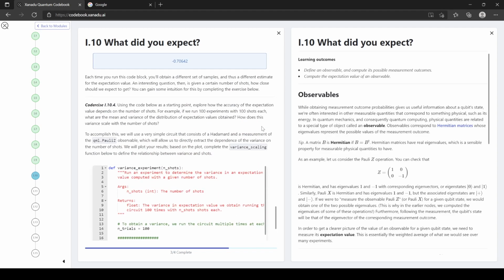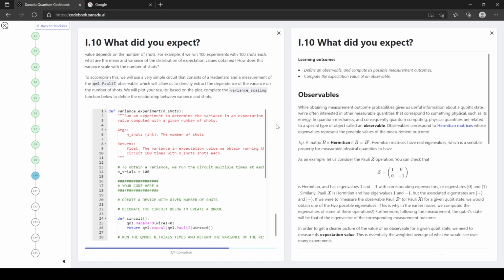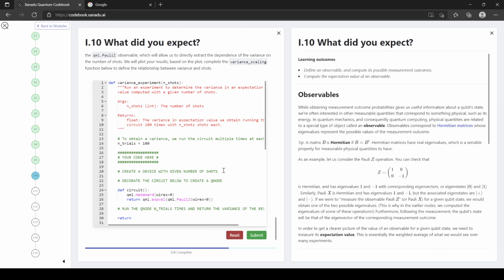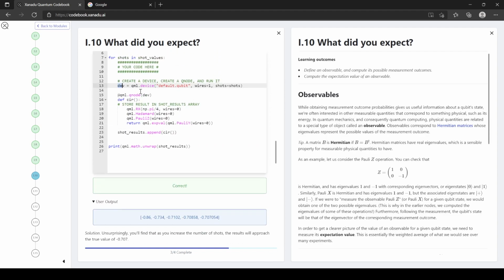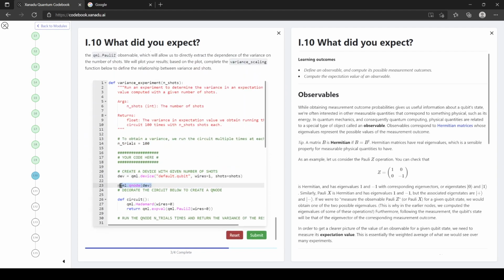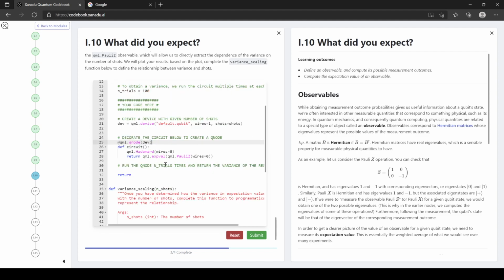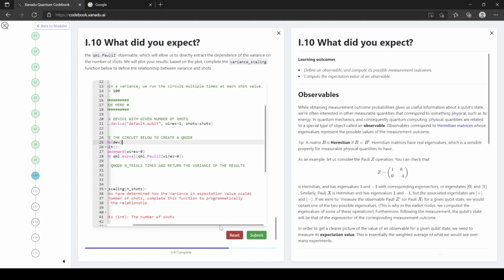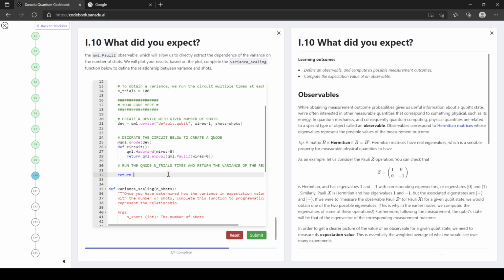All right, what are we doing in this one? Explore how accuracy of the expectation value depends on the number of shots. So if we run lots of experiments with high variance, how does that look? I guess we will find out. Create a device with the number of shots. I'm just going to go up here and do this again. I don't feel like rewriting this. So we'll create a device with the specified number of shots, decorate it, return the variance of the results.